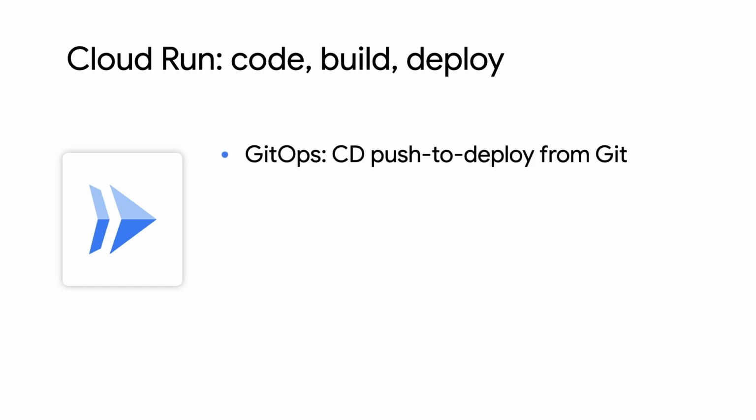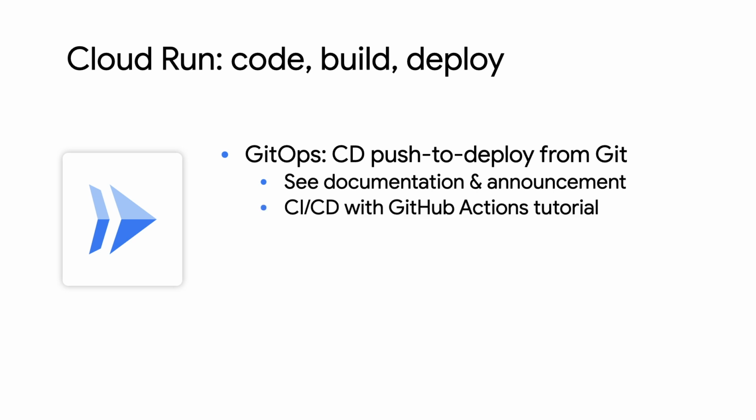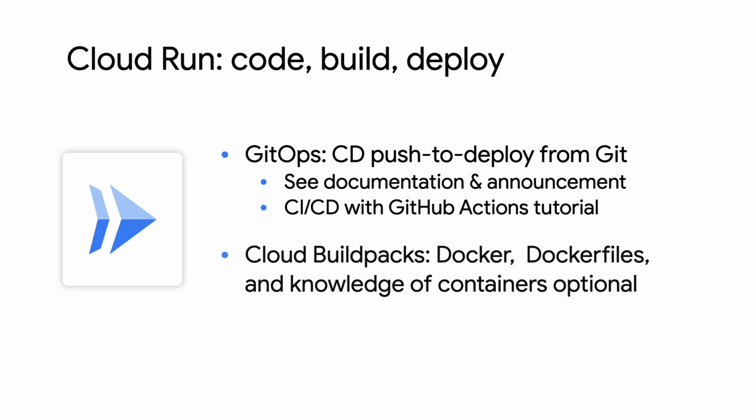Now, one other feature that Cloud Run has is that it supports GitOps. This is the ability to have CD push to deploy from Git. I'll give you links to the documentation and the announcement, but if you also want to mix in tools like GitHub Actions, you can also roll in some CI as well. The main advantage here is that once you do a Git commit followed by a Git push, that can trigger running all of your test cases and then end up building a container image and then deploying to Cloud Run. Now, one of the last things that you should know is that there's a new feature called Cloud Build Packs, where if you use that, knowing Docker, having Dockerfiles, or any knowledge of containers at all is optional.